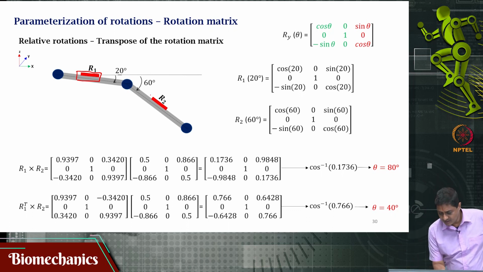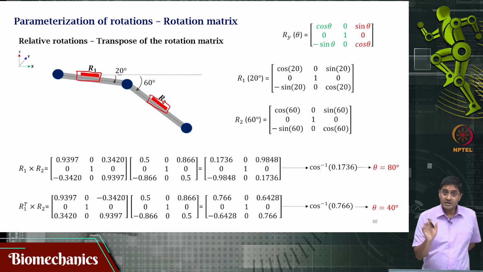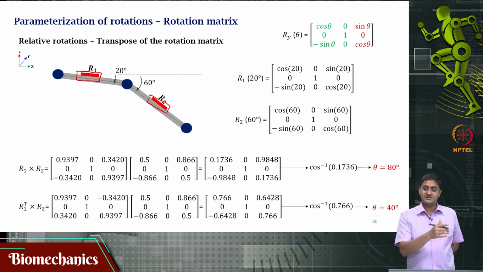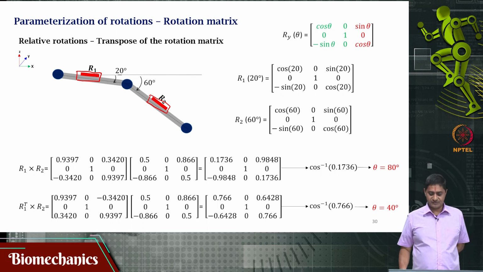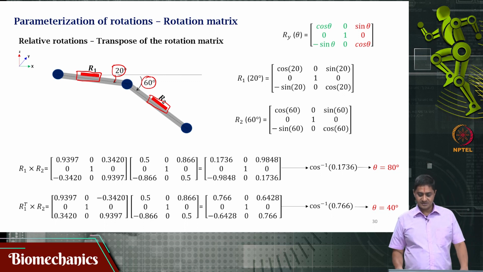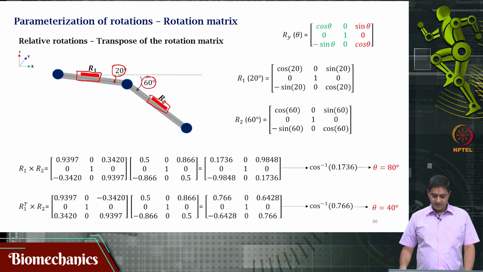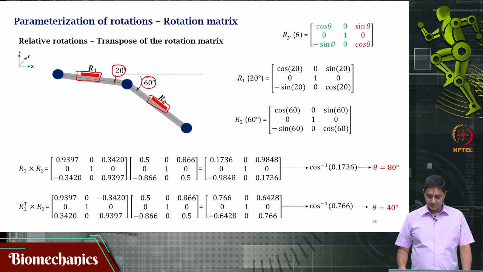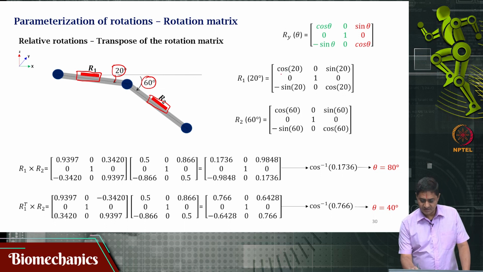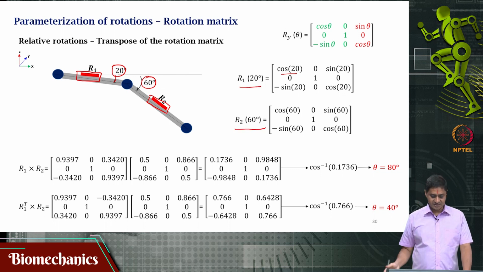And then I am measuring R2, which is also a rotation matrix with respect to the same inertial reference frame. I am getting these two. Let us say the first one is measuring an angle of 20 degrees, the second one an angle of 60 degrees. Then I will have 2 rotations, represented as cos 20, 0, sin 20; 0, 1, 0; and minus sin 20, 0, cos 20 as the first rotation matrix, and the 60 degree rotation matrix will look like this.